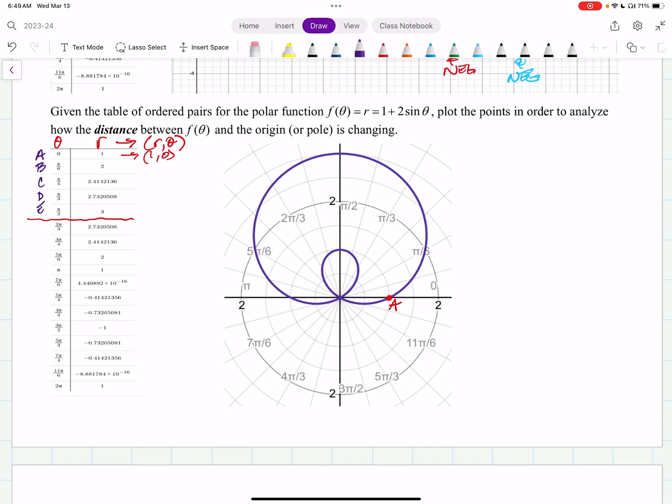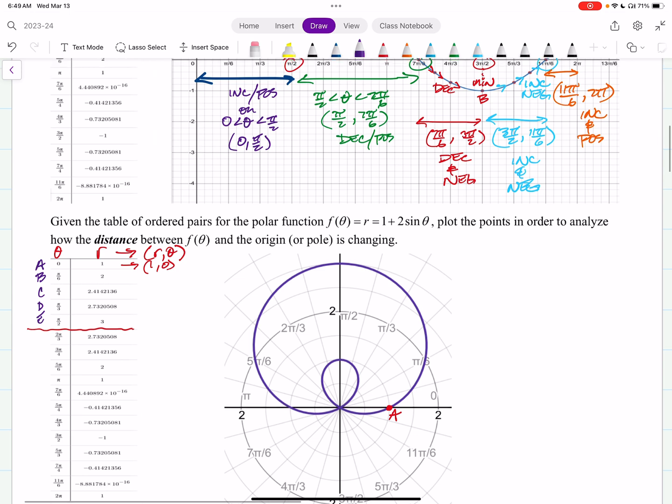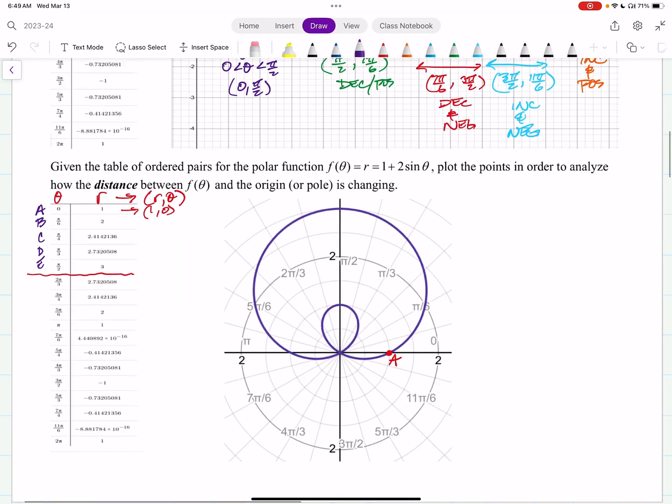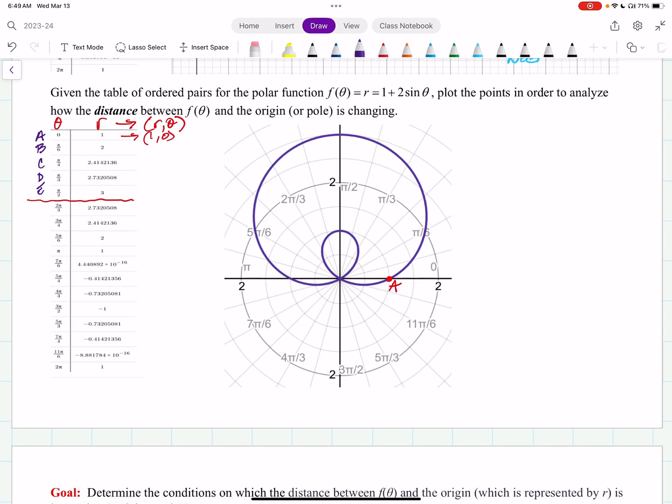First interval. What's going on? Is the distance from the point to the pole increasing or is it decreasing? Remember the goal at the top of the screen: determine the conditions on which the distance between f of theta and the origin, which is your length of the radius, is increasing or decreasing. When does that happen? That is the goal. So on our first interval from 0 to pi halves, what's going on? Well, to see that, you just plot.